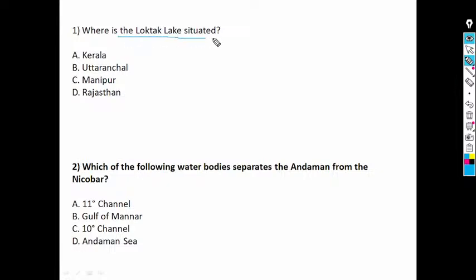First question is here: in which of the following states is the Loktak Lake situated? Kerala, Uttaranchal, Manipur, and Rajasthan. Here your answer is C, Manipur.